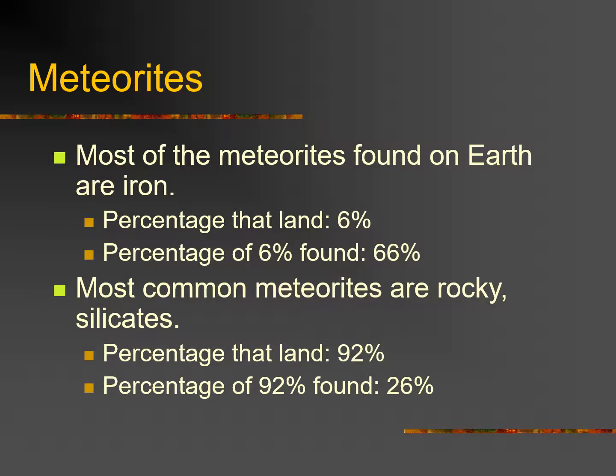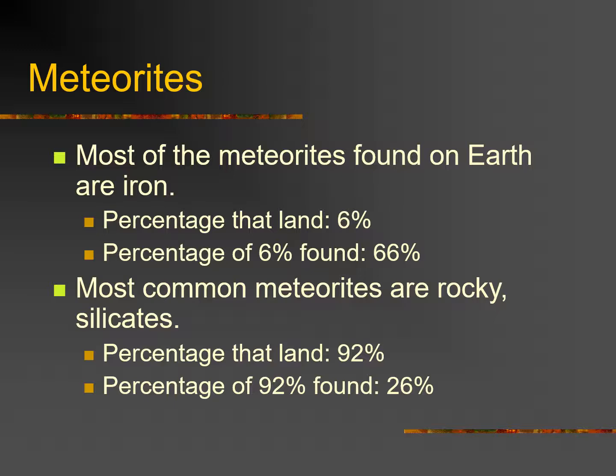Most of the meteorites that are found on the Earth are iron-based meteorites. These meteorites appear different to the eye and they're easily spotted. In fact, only 6% of all of the meteorites that hit the Earth are iron-based meteorites, but 66% of those are actually found. Now, the more common meteorites, which are the rocky silicates, make up 92% of all of the hits that we get from meteorites. They are the stony type.